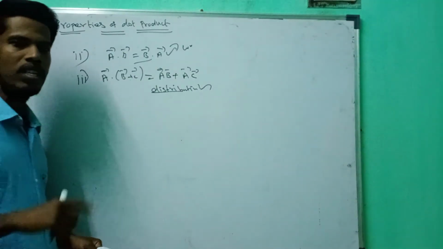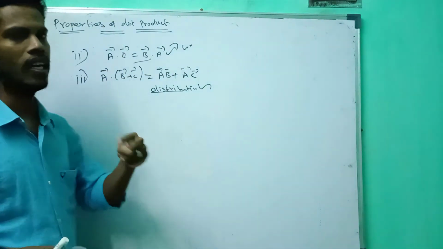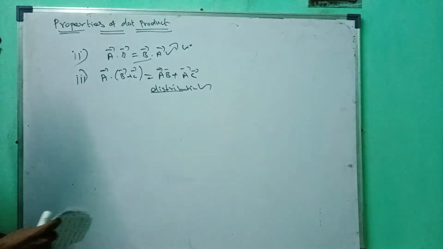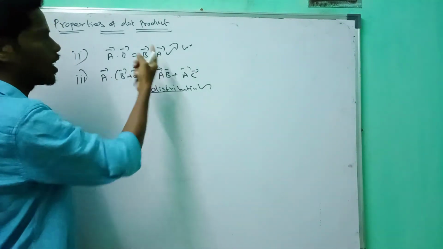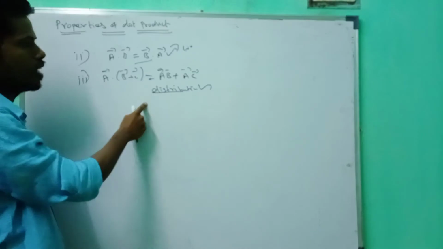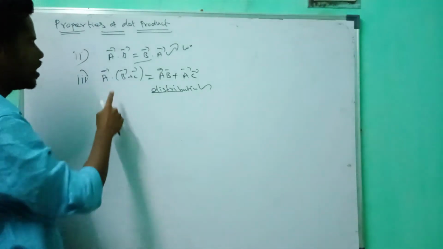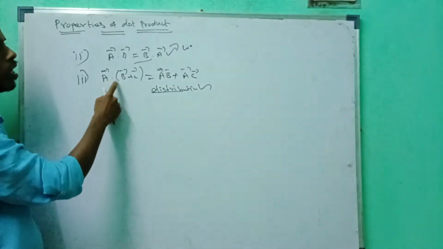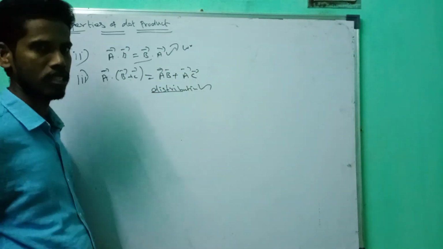The first one: if theta is less than 90 degrees, it will be positive; if it is greater than 90, it will be negative. Then the second property: a vector dot b vector will be equal to b vector dot a vector. That means it obeys the commutative law. Third one, the dot product obeys the distributive law, which is a vector dot b vector plus c vector equal to a vector dot b vector plus a vector dot c vector.